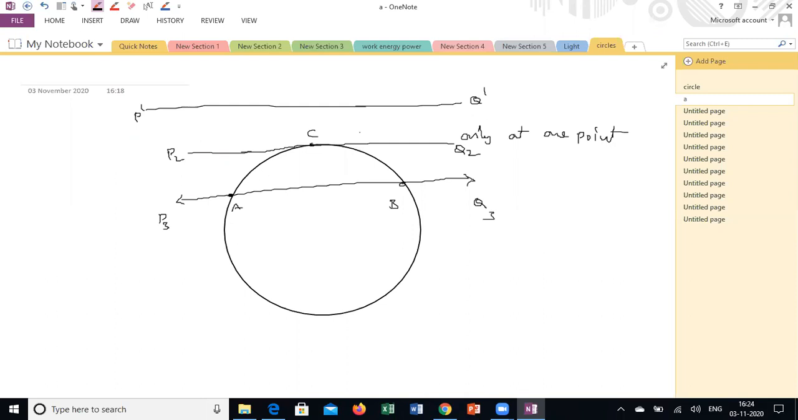So this is a general straight line. There is nowhere related to the circle and this straight line P1 Q1. But P2 Q2 is intersecting the circle at point C, and there is only one point of intersection. In this case, the line is called what? Tangent. And if it is intersecting at more than one point, at maximum it can intersect only at 2 points, in this case it is called a secant.